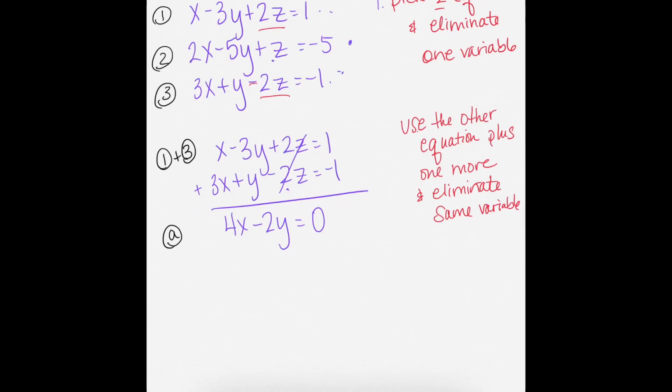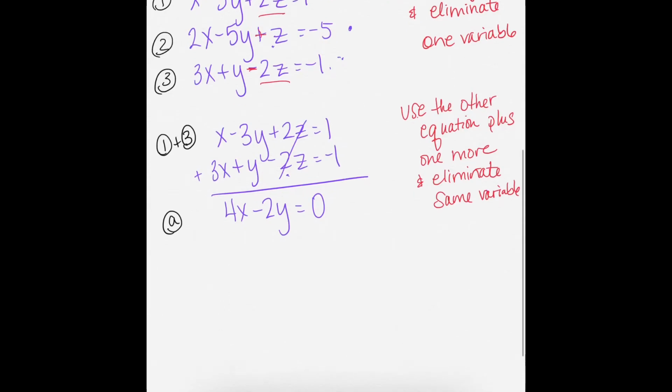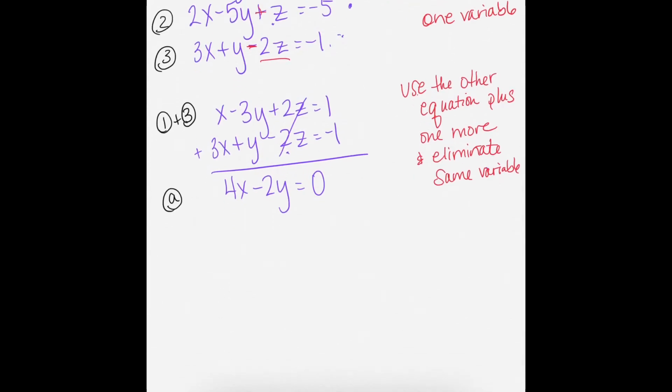I'm going to pick 3, and the reason why is because 3 has a negative z and 2 has a positive z. That means I won't have to multiply through by a negative, which makes it a little nicer. So if I took equation 2 and multiplied through by the constant 2, that will give me a positive 2z, which is the additive inverse of 3. So I'm going to take my equation 2, multiply by 2, and then add it to equation 3.